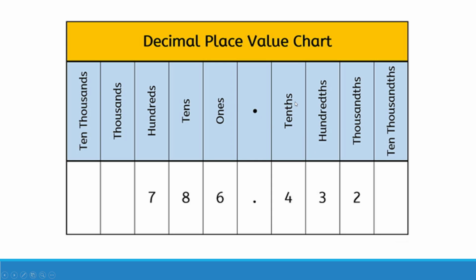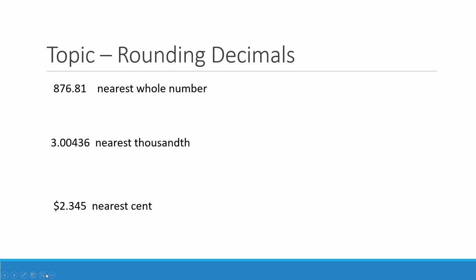So notice the first place after the decimal is going to be your tenths place. So it goes tenths, hundredths, thousandths, and then ten-thousandths. Just like with rounding whole numbers, we do need to know how to round decimals. So the first example is asking you to round this decimal to the nearest whole number.